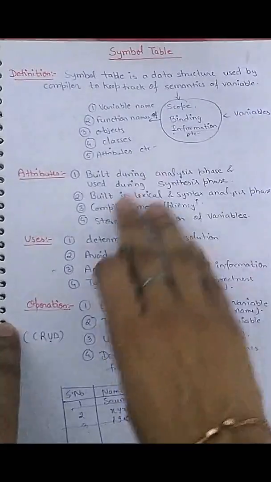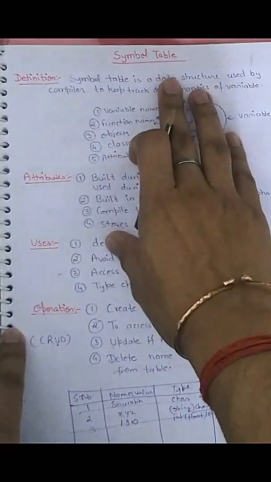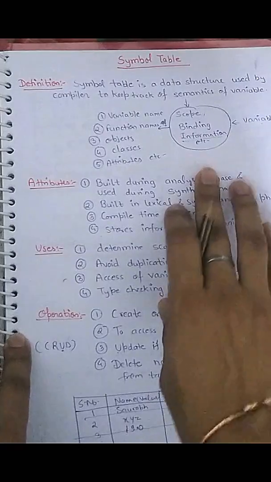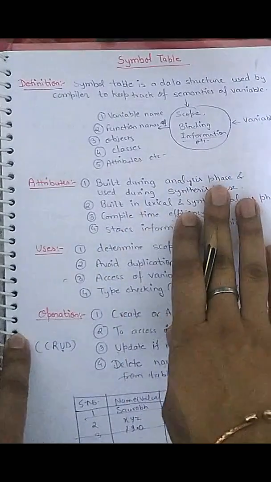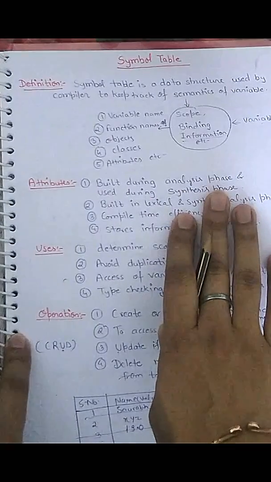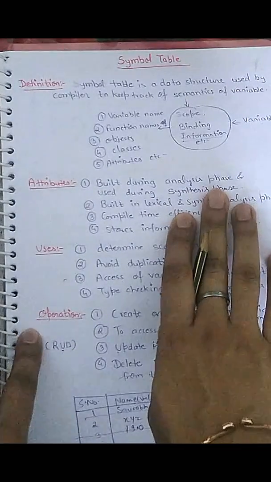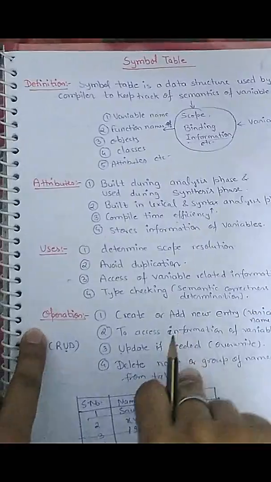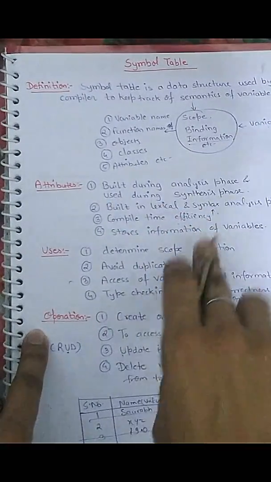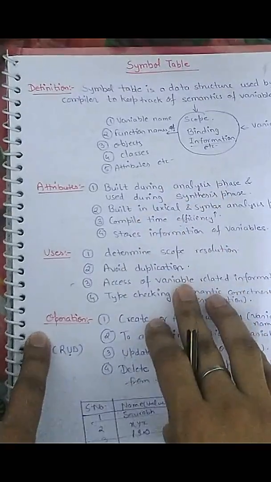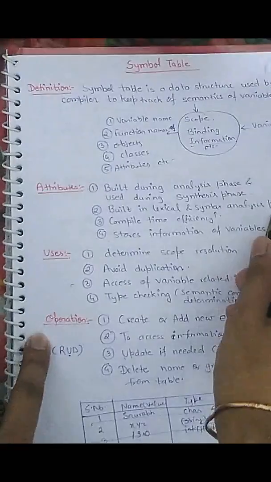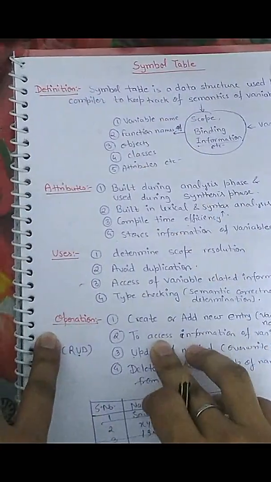Now come to the attributes of symbol table, or you can say what are the characteristics of symbol table. It is built during the analysis phase and used during the synthesis phase. I talked earlier about the analysis phase. In the analysis phase, the code is divided into chunks, and then in the synthesis phase these chunks are combined in order to make a meaningful translation for the machine. In other words, it is built in the lexical and syntax analysis phases and then used in other phases of compiler design.